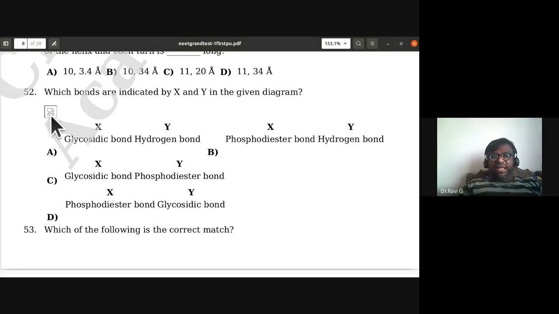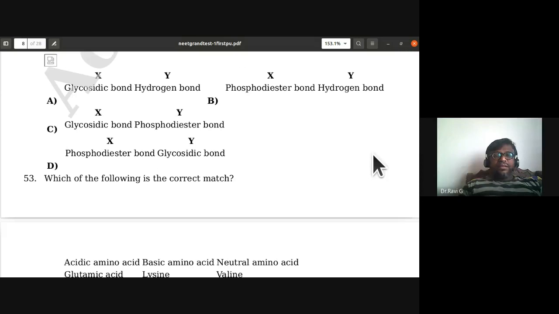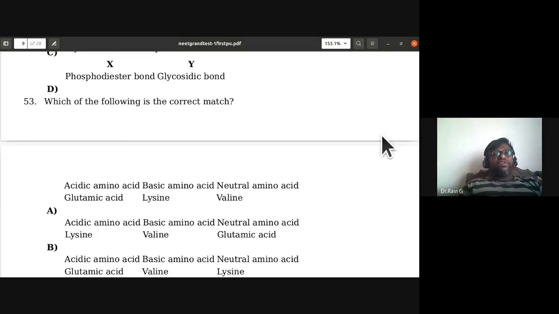So unfortunately, the diagram is missing here. Okay, so sorry for that. So X is going to be the bond between sugar and phosphate, which is going to be phosphodiester bond. In between nitrogenous bases, the bonds are hydrogen bonds. So the answer should have been B. Doesn't matter.